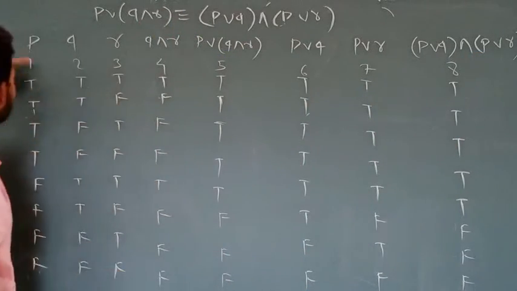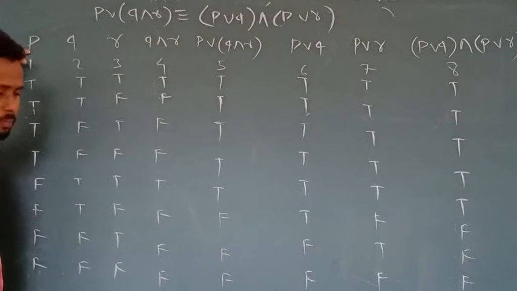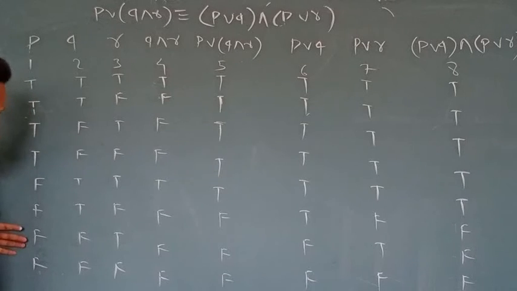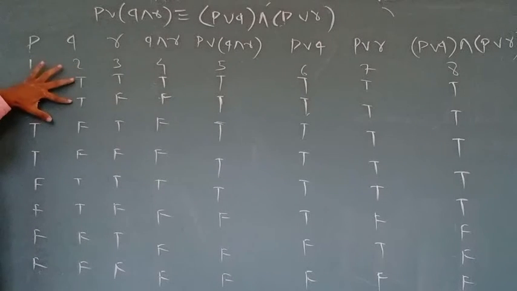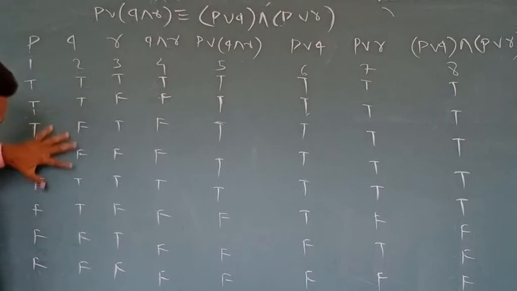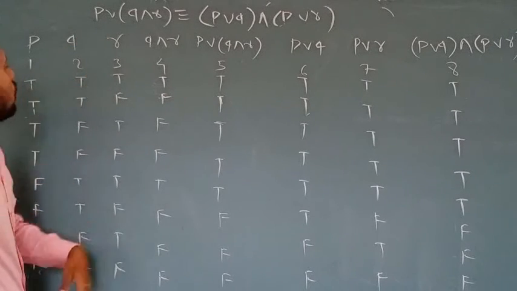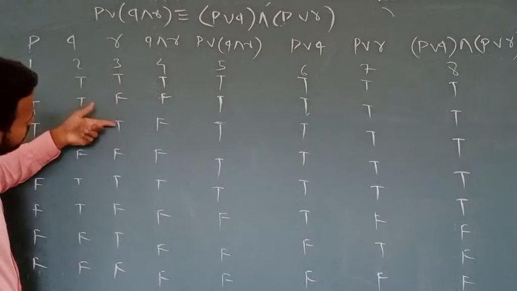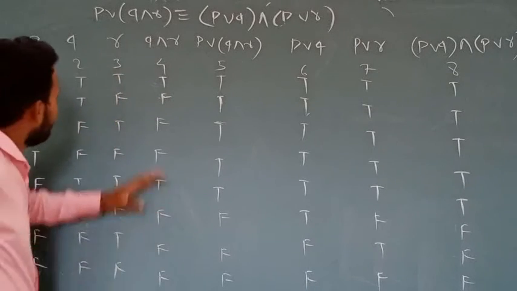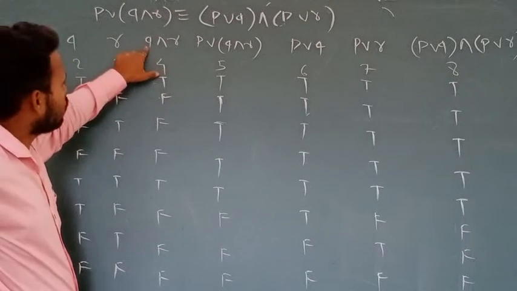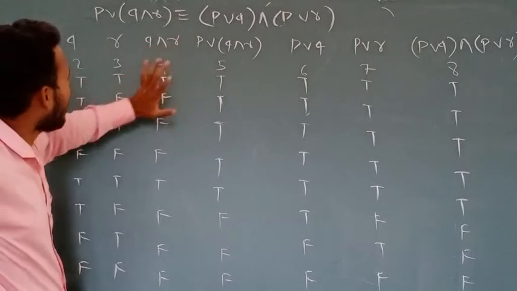Now, for the first statement P, there are 3 statements, therefore in the first column there are 8 rows: 4 times T, 4 times F. Then the Q column: first 2 T, next 2 F, then again 2 times T, then again 2 times F. And in the R column: first T, second F, first T, second F. That is the form we get.